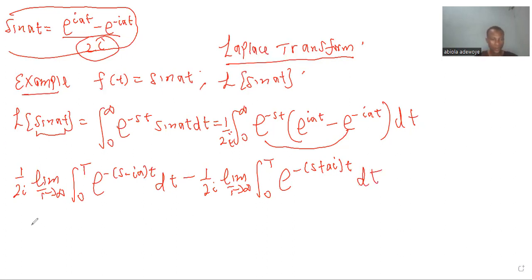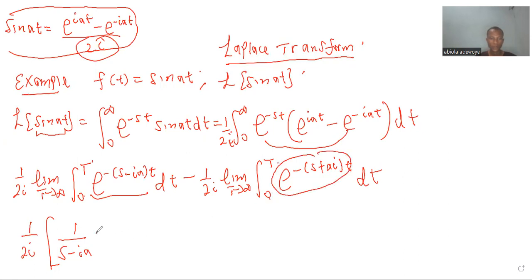So what does that mean? It means I'm going to have 1 over 2i. Now, when you integrate this and you subtract the lower limit from the upper limit, I'm going to have 1 over s minus ia. Also, if you do the same thing here, when you integrate and you subtract the lower from the upper, I'm going to have minus 1 over s plus ia.